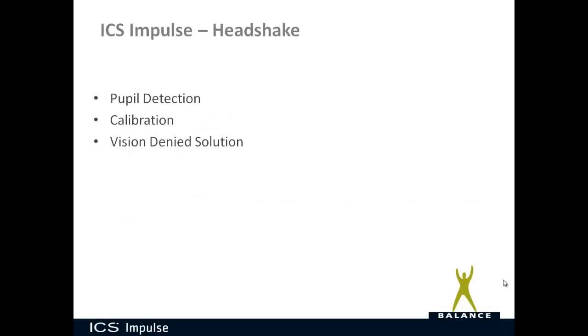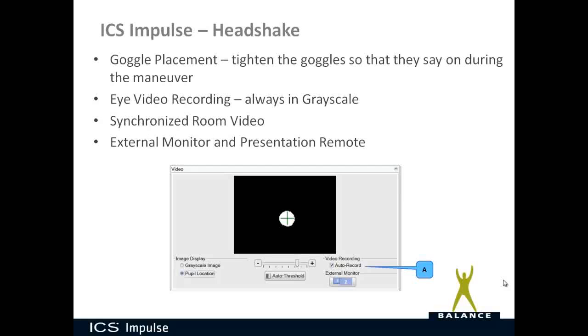So regarding pupil detection, calibration, and the vision-denied solution, all these things are covered in other videos, so we won't be talking about those today. A couple of things. Goggle placement. You need to tighten the goggles so that they stay on during the maneuver. So you want to make sure that the goggles are not slipping, and you're not touching the goggle strap or the goggles during the head shake maneuver.